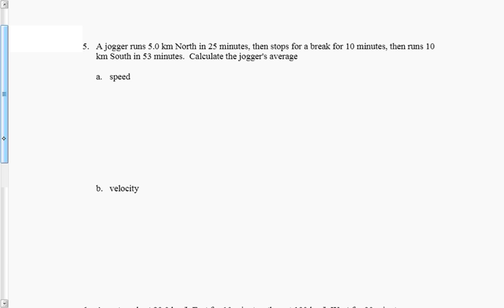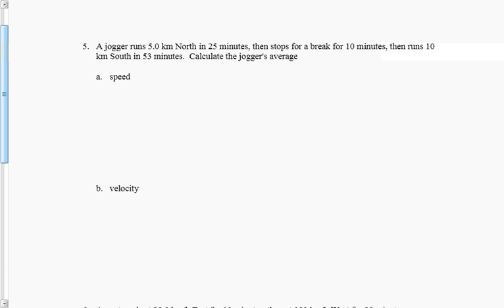We want to do this in a couple of different sets of units because some of you have done it in different ways. Some of you have done it using meters per second. Some of you have done it using kilometers per hour. The question says a jogger runs 5 kilometers north in 25 minutes, then stops for a break for 10 minutes and runs 10 kilometers south in 53 minutes. What's the jogger's average speed and the jogger's average velocity?